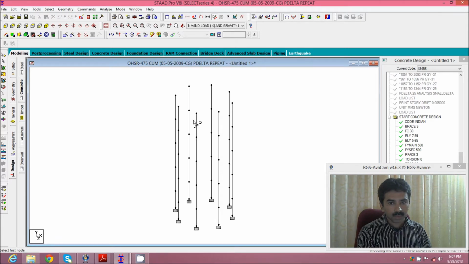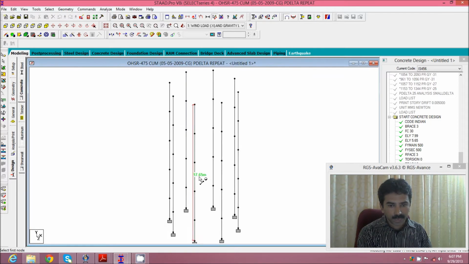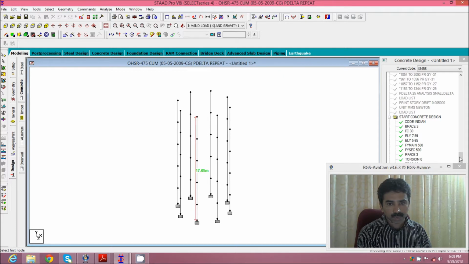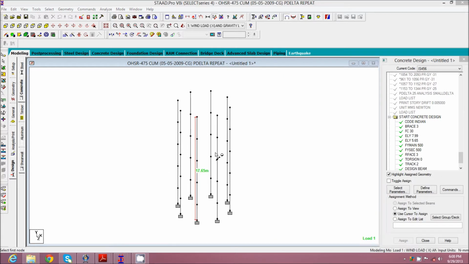If you see, we have a height around 18 meters, around 17.65 meters is the height, and this column is tied in one direction and it's free in the other direction. So definitely it has two values. It may be short in one side and long in the other side. Definitely it's a long column in the other side.